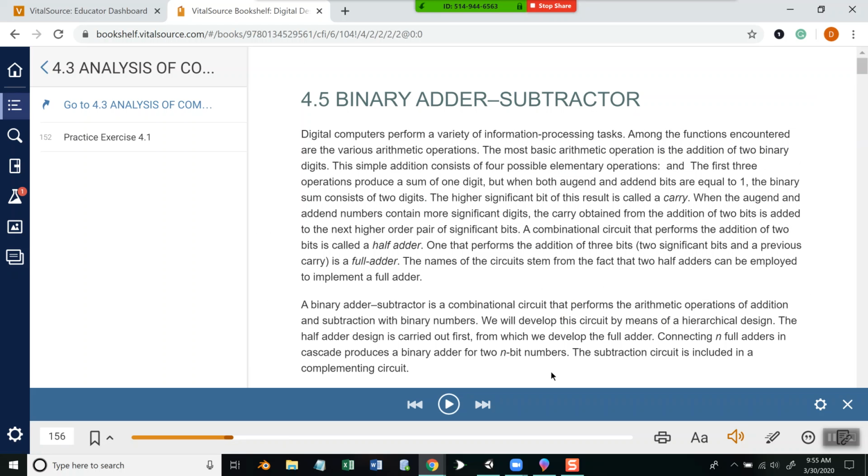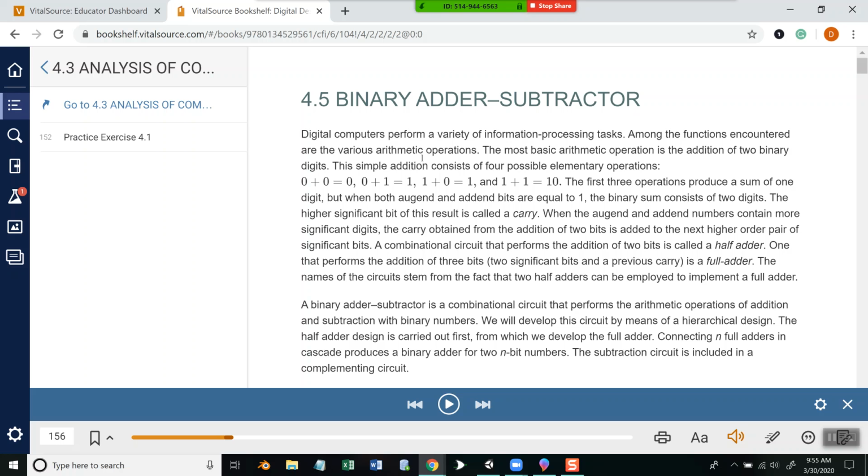Now, section 4.5 is talking about the binary adder subtractor. Digital computers can perform a variety of information processing tasks. Among the functions encountered are the various arithmetic operations. The most basic arithmetic operation is addition of two binary digits. This simple addition consists of four possible elementary operations: 0 plus 0 is 0, 0 plus 1 is 1, 1 plus 0 is 1, and 1 plus 1 is 2, which in binary is 1, 0.